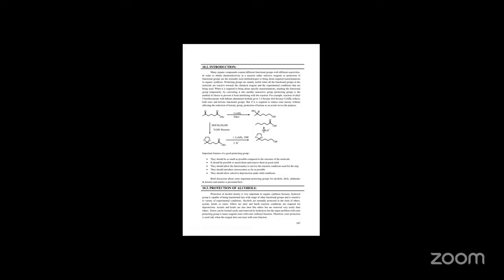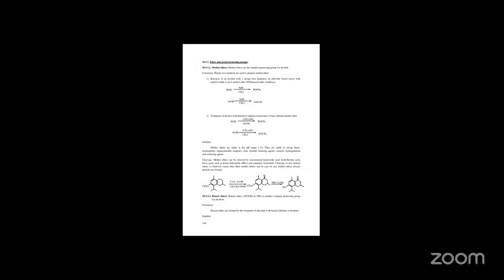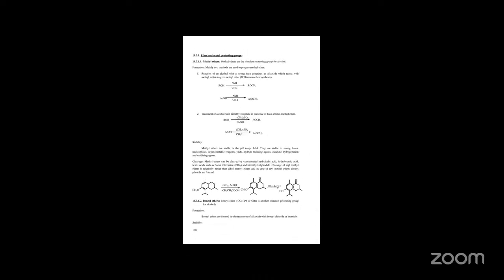Now, protection of alcohols as ether and ester protecting groups. When alcohols react with the base sodium hydride, followed by methyl iodide, methyl ether is formed. Also, phenol reacting with a base and methyl iodide gives an aryl methyl ether.